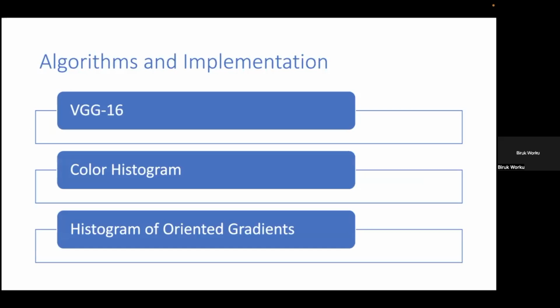Thank you, Uni. So as Uni just discussed in the previous section, our work mainly explores three image classification techniques, which are VGG-16, color histogram, and histogram of oriented gradients. So we'll kick this section off by me talking about the VGG-16 architecture in a little bit of detail.